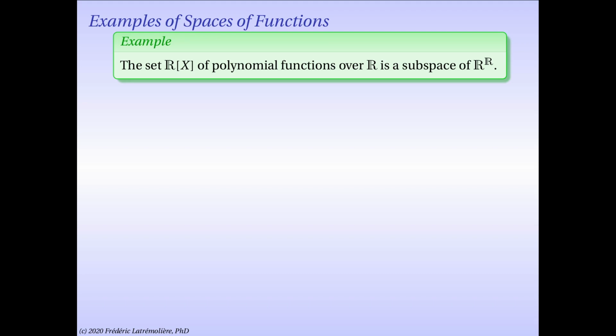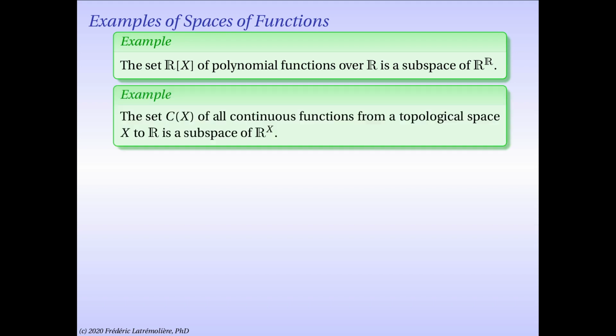First, the set of all polynomial functions over R, you can prove that's a subspace of the set of all functions from R to R. The operations here are pointwise addition and pointwise scalar multiplication. In the same vein, the set of continuous functions from your favorite topological space to R is a subspace of the vector space of all functions from X to R. So X could be any topological space that you want.